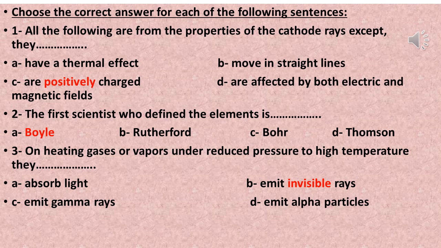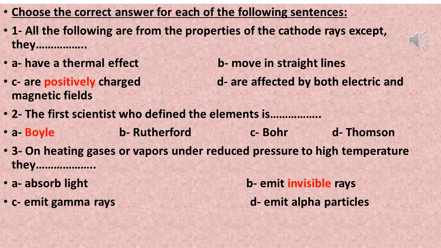Number two, the first scientist who defined the element is: Boyle, Rutherford, Bohr, Thomson. As we know, Boyle is the first one who defined the element, and he said that it is the simplest form and we can't change it to a simpler one. Okay, number three. On heating gases or vapors under reduced pressure to high temperature, they absorb light, emit invisible rays: gamma rays, alpha rays, or alpha particles.